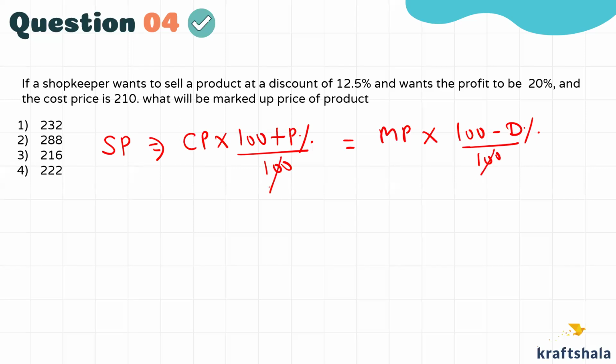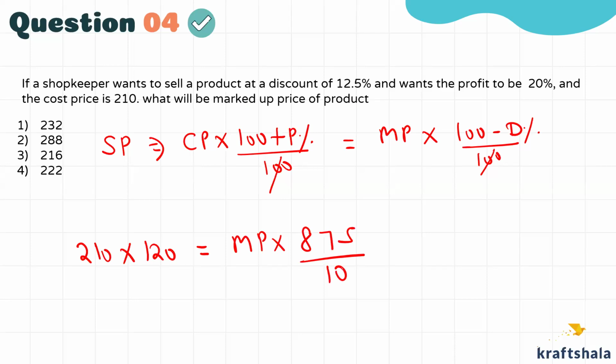100 से 100 cancel. CP is given to me 210. 100 plus P. P कितना है 20%. So 100 plus 20%, 120%. MP I have to find. 100 minus discount. 100 minus 12.5, that is 87.5. 87.5 को I can write like this just for the ease of calculation, right? So MP can directly be found.